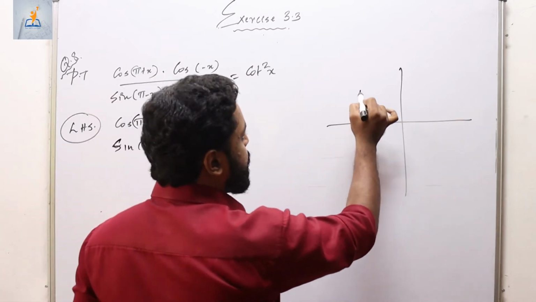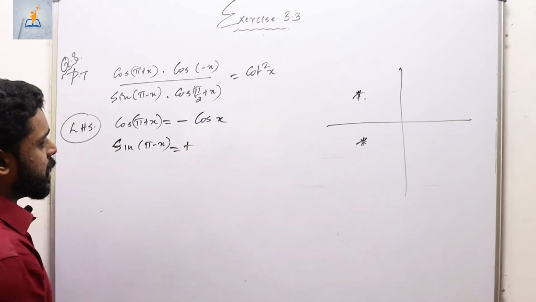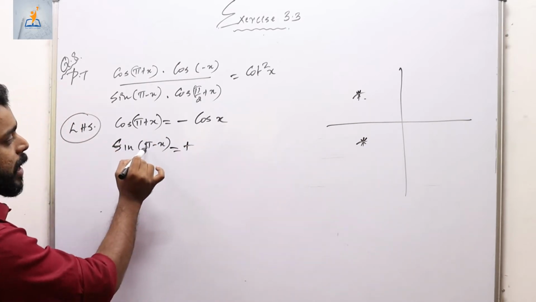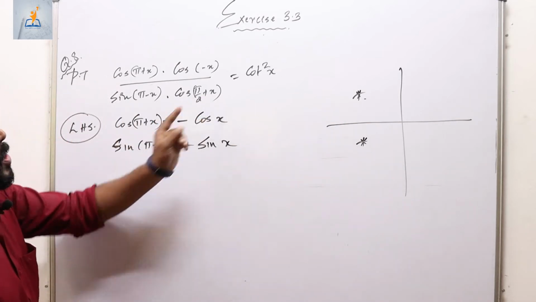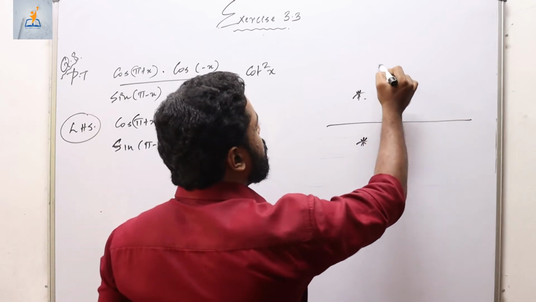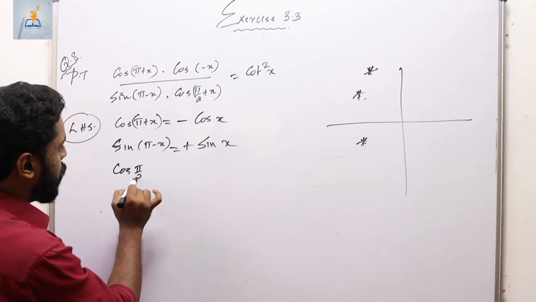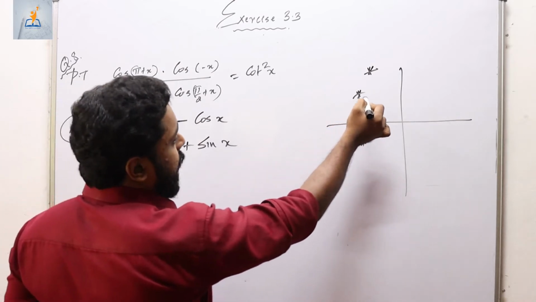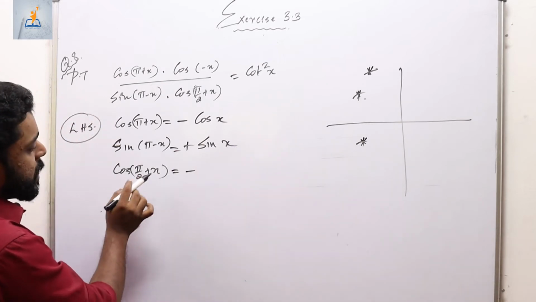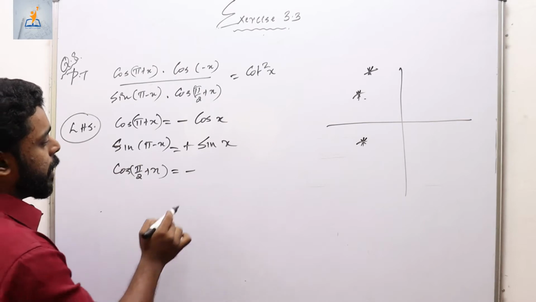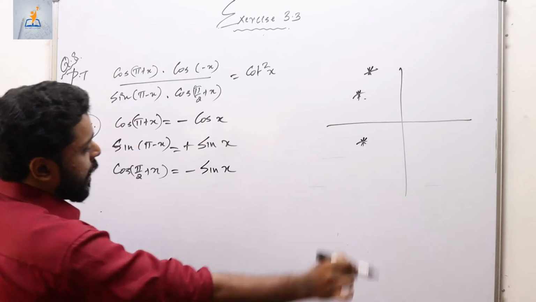So sin(pi minus x) will lie here. Since here sin and cosec are positive, the answer will be positive, and since the difference is taken from an integral multiple of pi, the trig function will remain the same. Now we want cos(pi by 2 plus x). See, cos(pi by 2 plus x) will lie here, and since here only sin and cosec are positive, the answer will be negative, and since the sum is taken with an integral multiple of pi by 2, the trig function will change to its cofunction, so it will become minus sin x, isn't it?